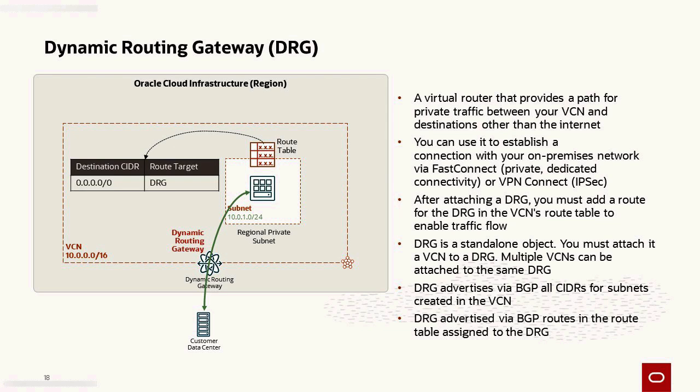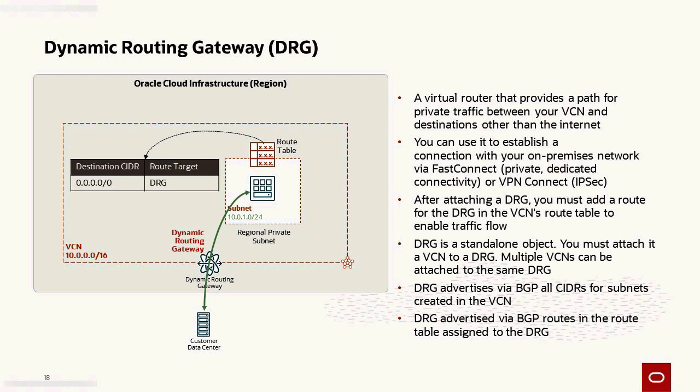DRG supports BGP routing and advertises all CIDRs for subnets created in the VCN via BGP into the route table assigned to the DRG. With DRG, everything works as an attachment. Types of attachments include VCN attachments, remote peering connection attachments, IPsec tunnel attachments, and virtual circuit attachments. This allows us to have a scalable network design and efficient remote connectivity.